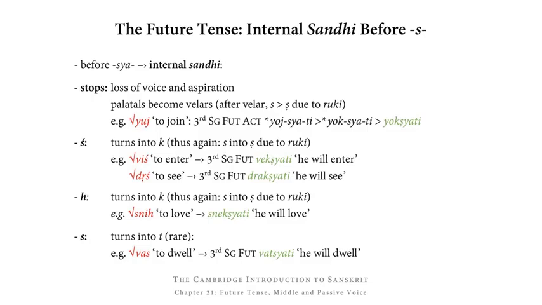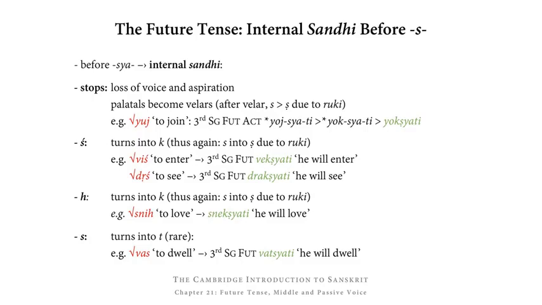Next, if a root ends in palatal sh, this sh again turns into a velar, and specifically the unvoiced, unaspirated velar stop k. And after this k, we again get the change from s into sh because of ruki. So for example of vish, to enter, we have a third singular future form vekshyati.